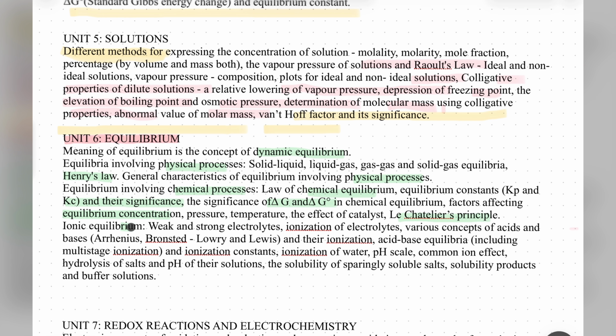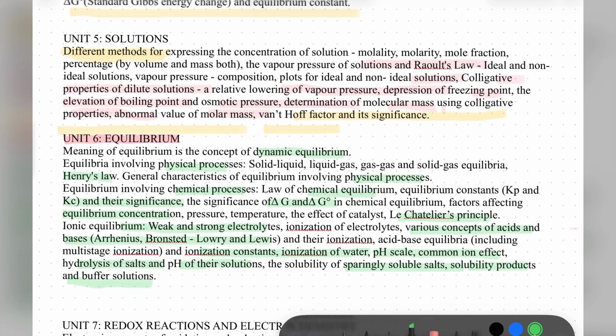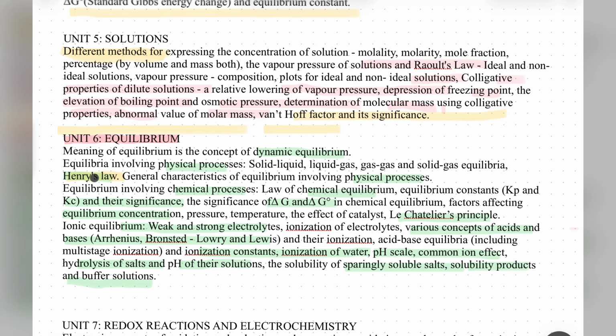Ionic equilibrium, weak and strong electrolytes. Okay, and here in equilibrium only, acids and bases are given directly: Arrhenius theory, Bronsted-Lowry theory, Lewis theory. Clear, everything is given. And ionization constants, water and pH scale, common ion effect, salt hydrolysis, right? pH of solutions, sparingly soluble salts and Ksp, solubility product, buffer solution. Yes, everything is covered. Specially we need to mention that Henry's constant is given, Henry's law is given in equilibrium. Actually, it is in solutions right now.